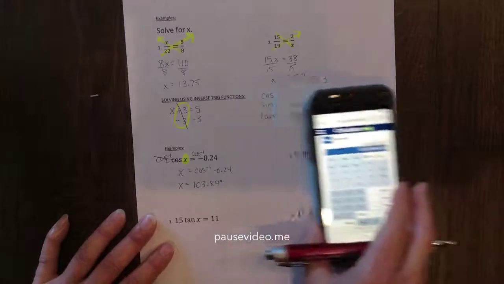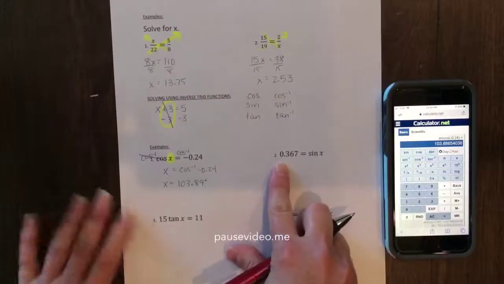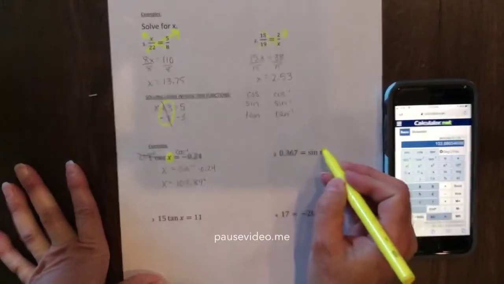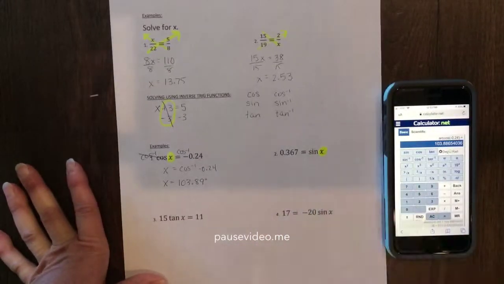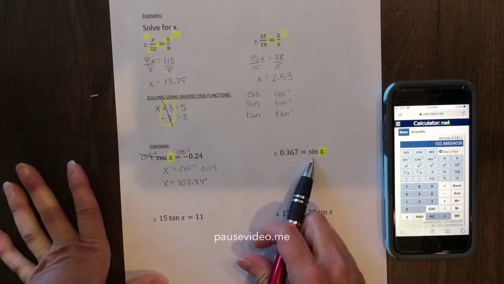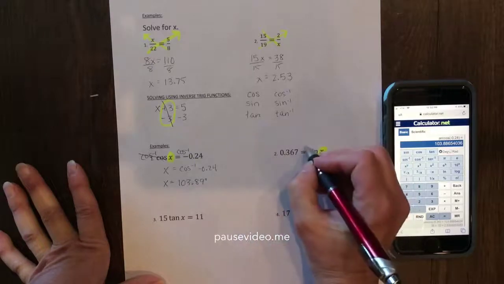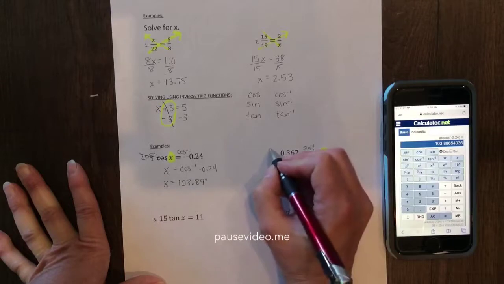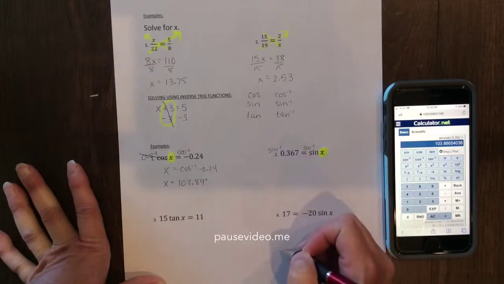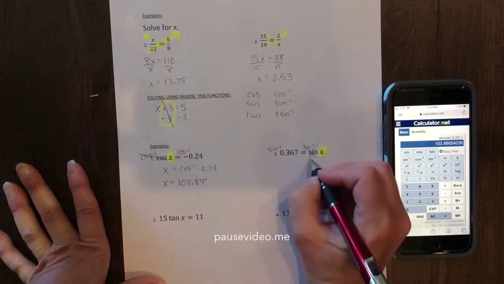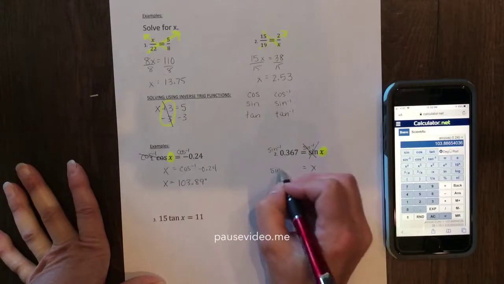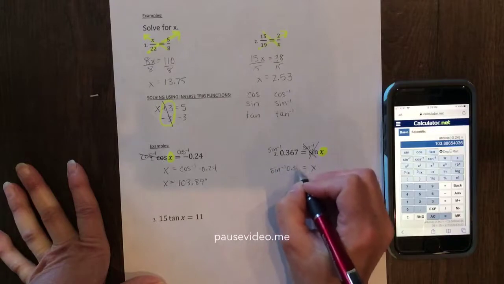Okay, let's try another one right here. 0.367 equals sine of x. Okay, what's my goal? Get x by itself. Remember, this is an equation. What do I need to get rid of? I need to get rid of a sine. So I'm going to use its inverse to get rid of it, sine inverse. It goes in front, so I'm going to write this sine inverse in front. But whatever I do to the right, I do to the left, and it goes in front of that number.